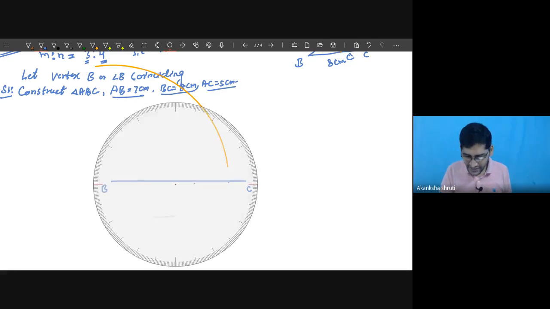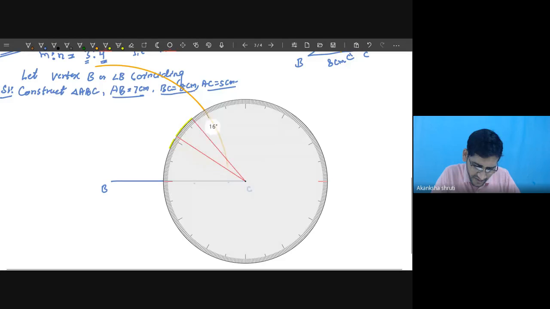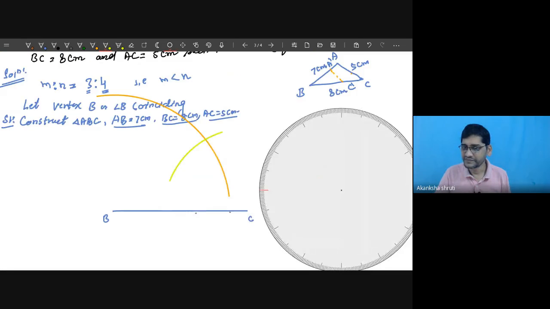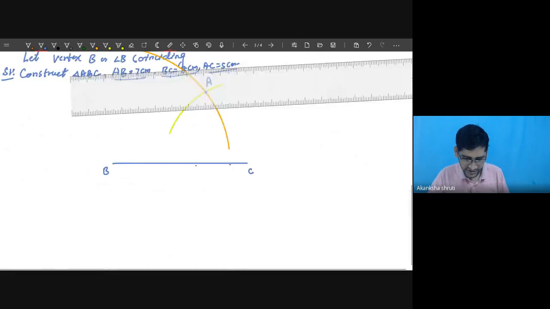This was 5. But this time, we need to keep the center of my compass at point C, and I need to construct the arc such that it is cutting the original arc. So the other arc that I have drawn is cutting the original arc. That's all. Where these two arcs are intersecting, they intersect at point A. So exactly I can draw it. Now let me take the scale to join it.